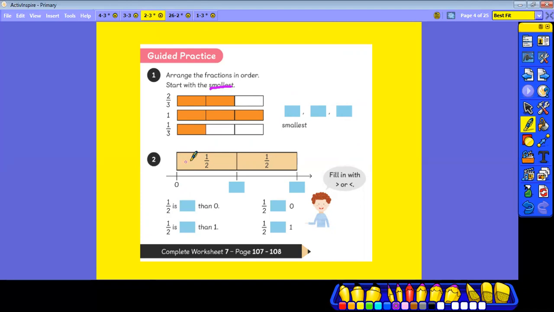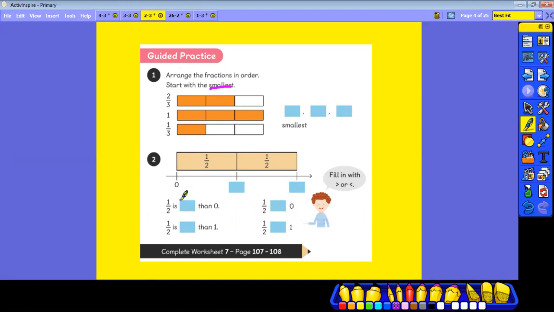Question 2. Oh, look here. So we've got 1/2 and another half, 2 halves making a whole. We have to write the fraction here and the amount here, and then fill in using our special symbols for greater than and less than. 1/2 is something than 0. So is it greater than or less than? A half is something than 0.